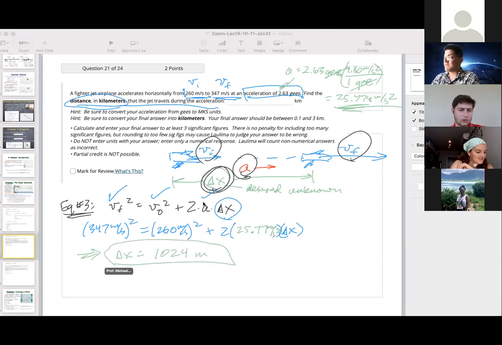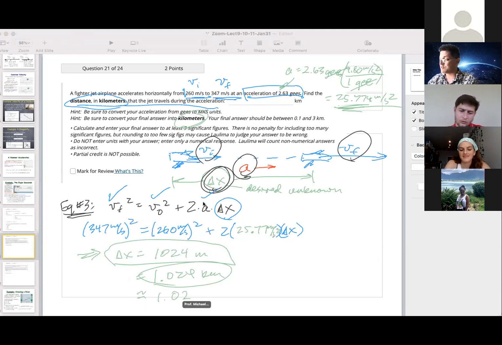Okay. And the final answer is being asked for in kilometers. So I'm just going to convert that to kilometers, 1.024 kilometers. Now, if this were a real life problem I was going to hand in, I would say, okay, it's a 3 sig fig problem. So I'd round to 1.02 and turn that in as my final answer.